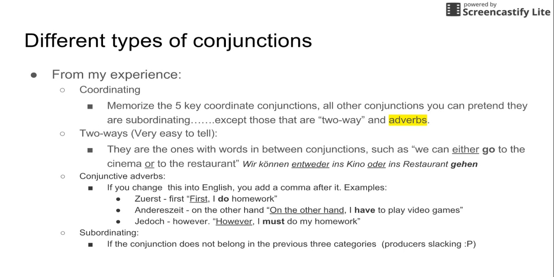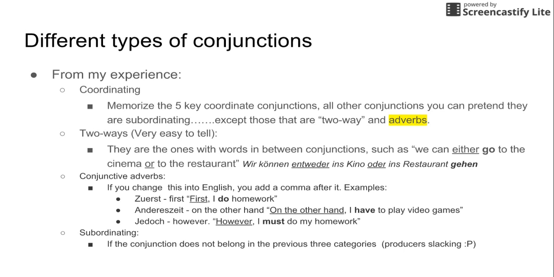Then the subordinating conjunctions, or as I call them, pushers, push the conjugated verb to the end of the thought. Now, to figure out if a conjunction is a subordinating conjunction, first see if it is a two-way conjunction, which is basically conjunctions that are separated. For example, we could either go to the cinema or to the restaurant. The conjunctions are separated by "go to the cinema" in the middle.